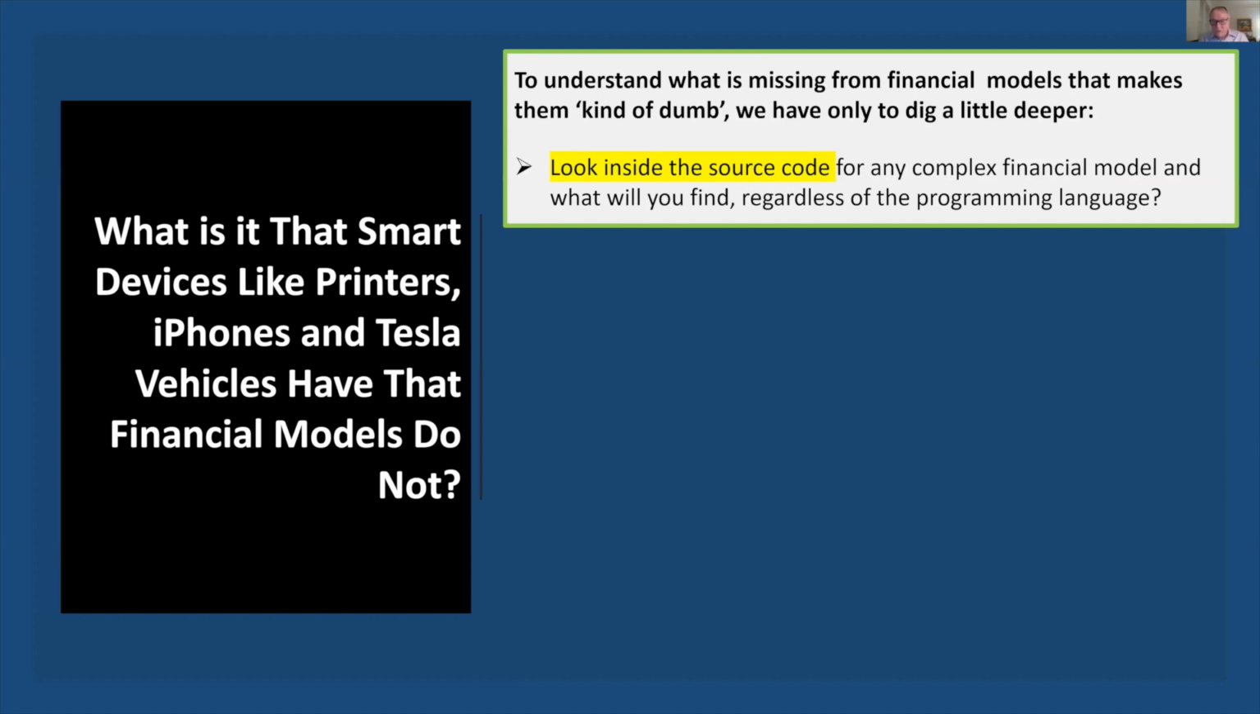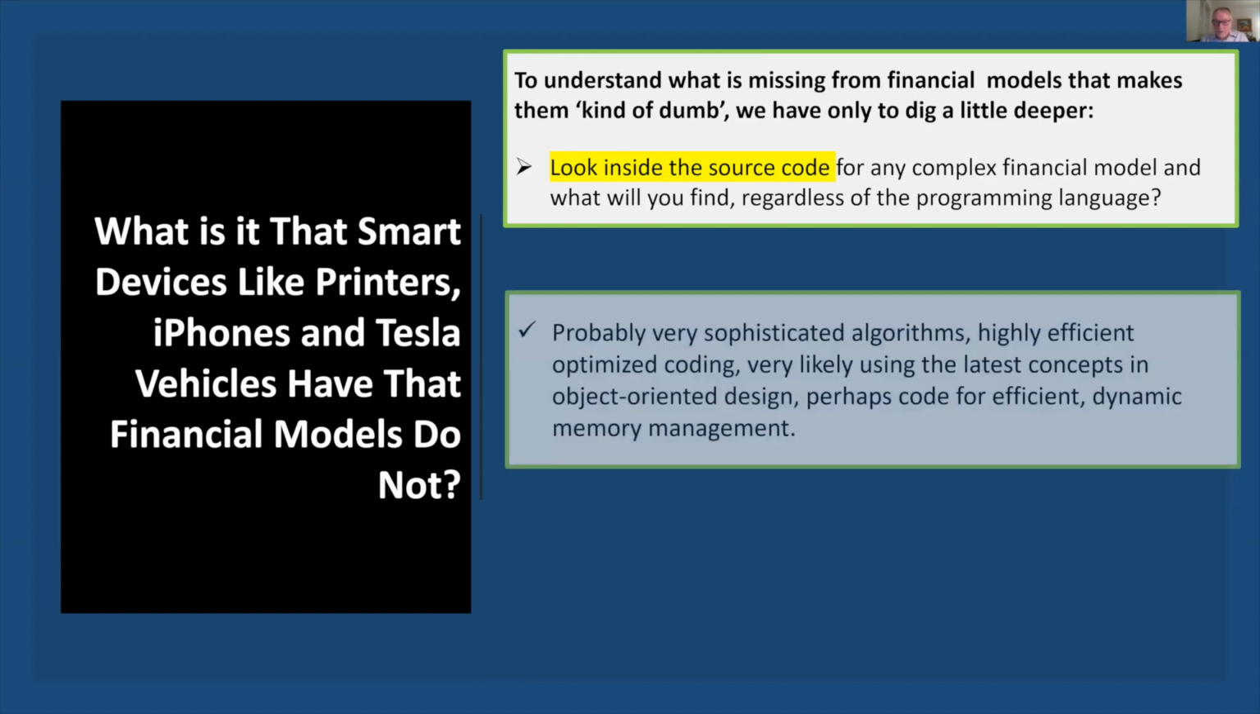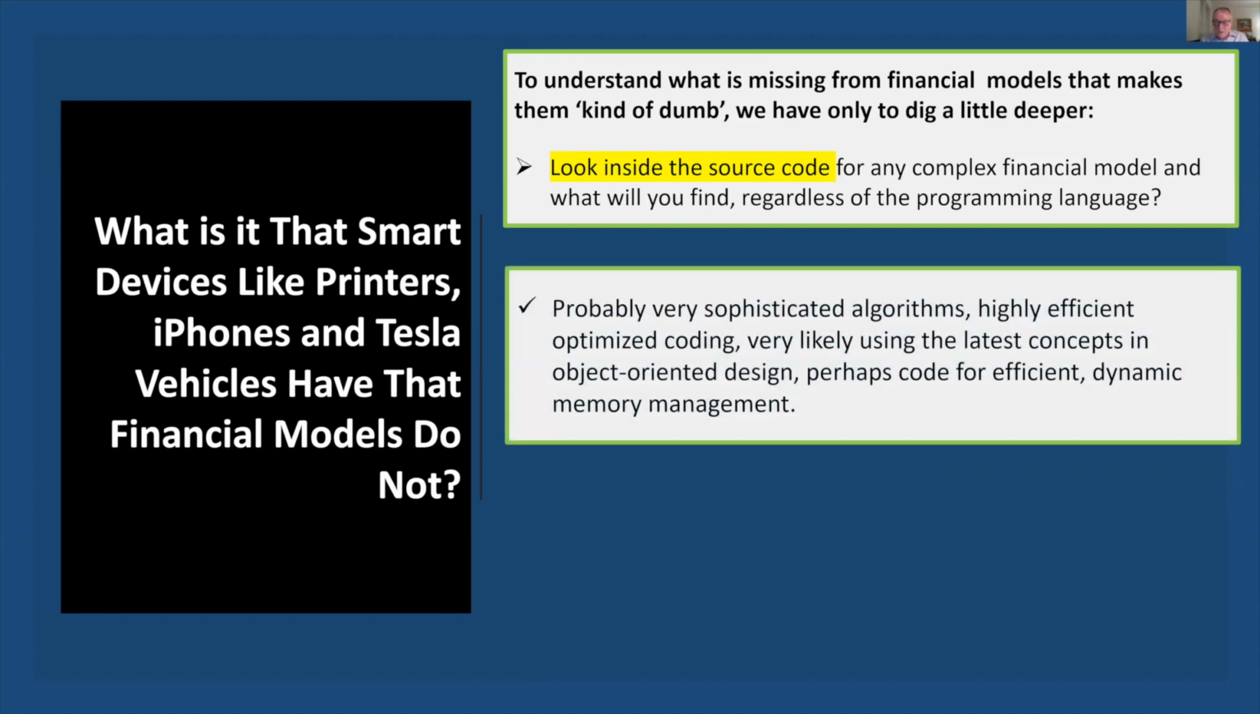If it's a complex, well-written model, it'll have very sophisticated algorithms, highly efficient, optimized code, very likely to use the latest concept in object-oriented design, and perhaps be coded for efficient dynamic memory management. But what you won't find, as a general rule, are some very simple lines of code that look something like this: model ID equal, model version equal, model usage ID equal, and the model name.